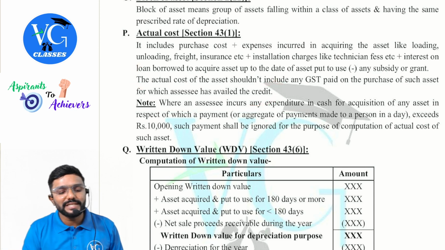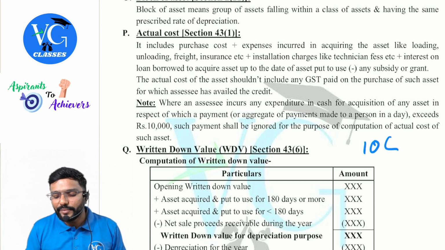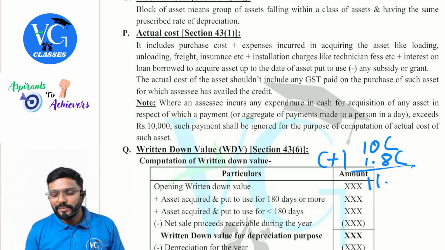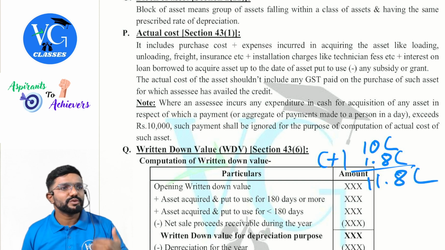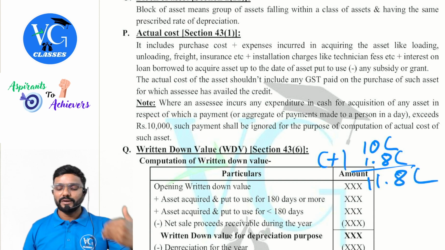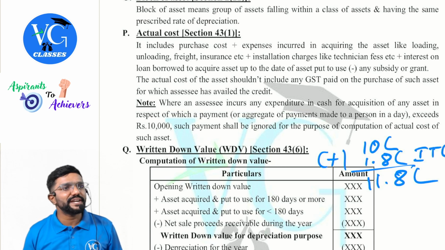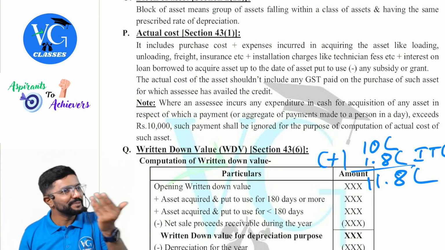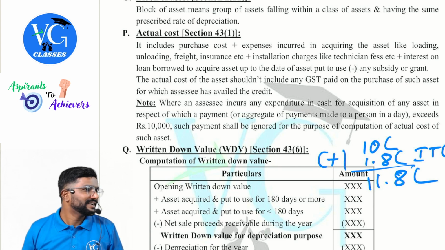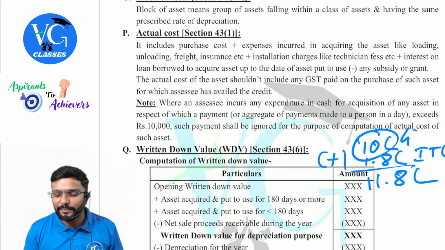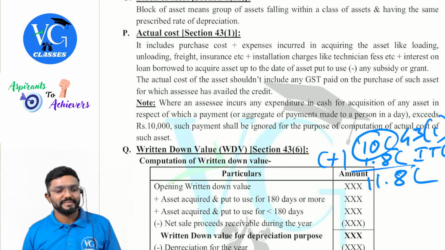Sir, I have purchased the asset for 10 lakh and I have paid 1.8 lakh GST, sir. So totally my cost is 11.8 lakh, sir. So should I capitalize 11.8 lakh or 10 lakh? Can you claim ITC on 1.8 lakh, that is input tax credit under the GST law? If yes, claim credit there only, because immediately you will get the benefit. Clear? So in that case, in taxation, how much will you capitalize? 10 lakh.